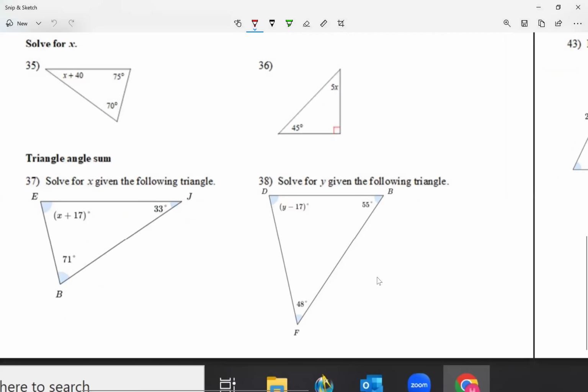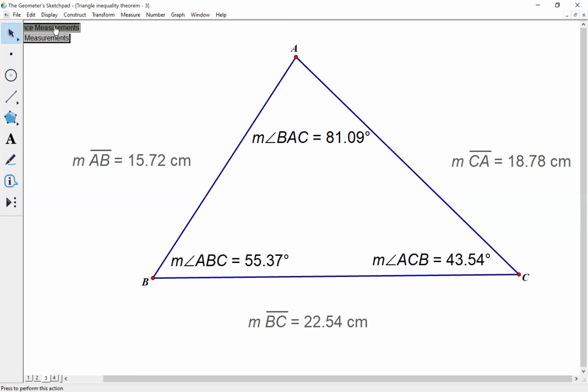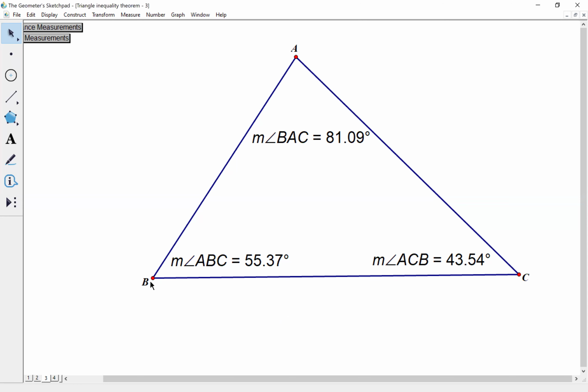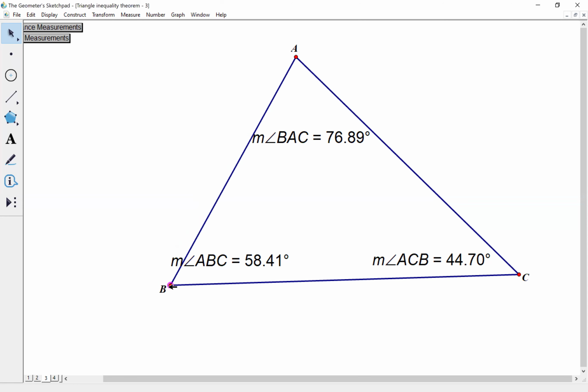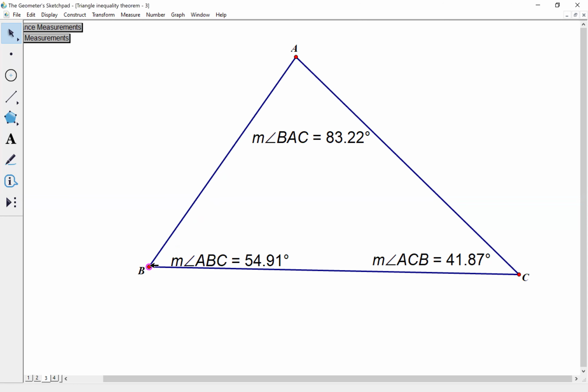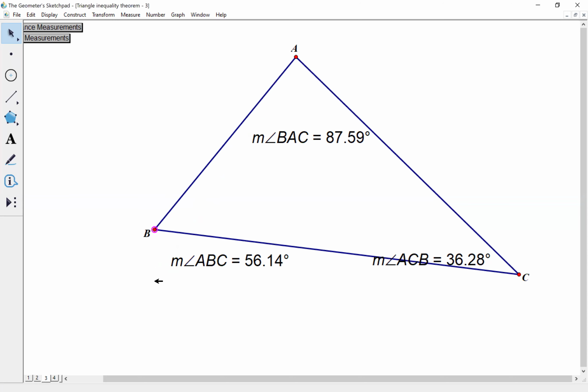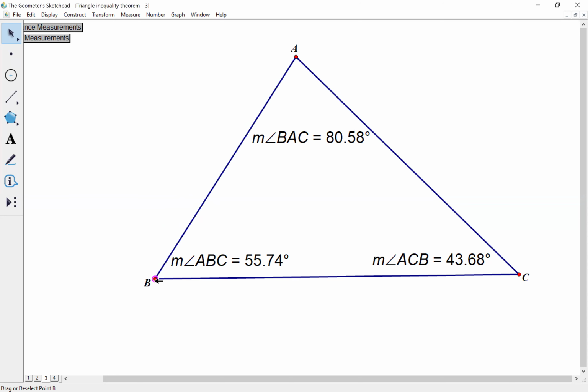So let me show you guys something pretty cool. Let me bring out a program that we had used before. I know we used this triangle before when we talked about how the biggest angle is opposite from the biggest side, and the smallest angle is opposite from the smallest side. And just for us to remember, the numbers are changing as I move my triangle. It automatically calculates the angles of my triangle.